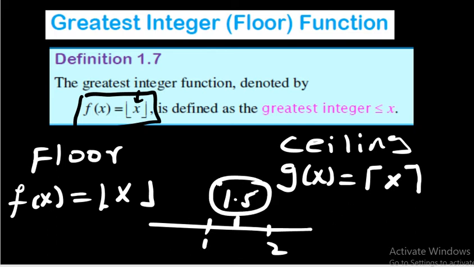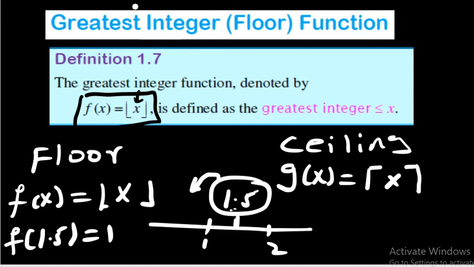When we say floor, we think of the bottom, or the number at the back, to the left side of the given number. The given number is 1.5. What is the integer found to the left side of 1.5? That is the floor. For example, f of 1.5 will be just 1, because we have to think of an integer number to the left side of the given number.